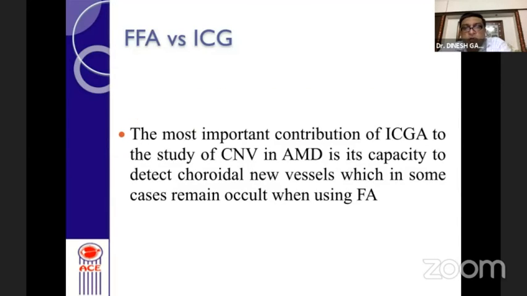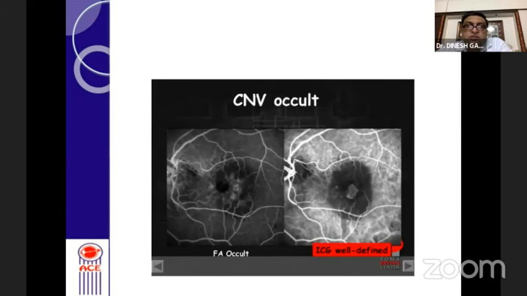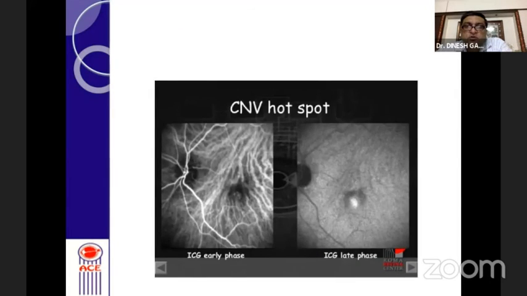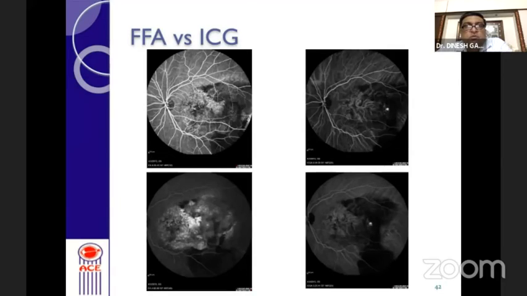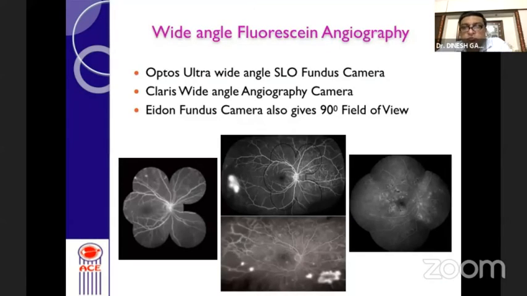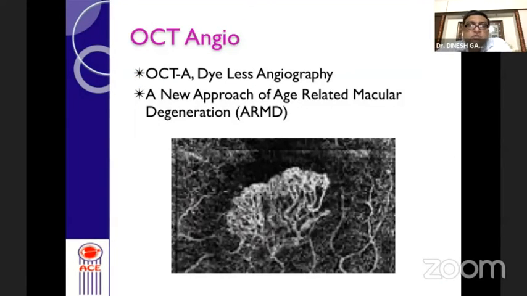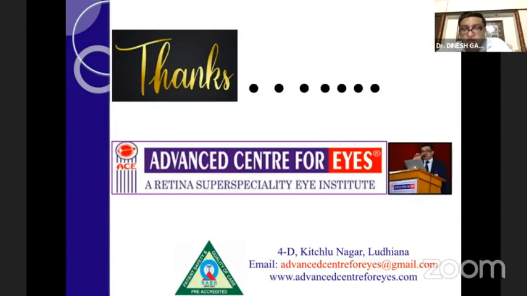So angiography, especially after the treatments have become available, ICG is very important for choroidal studies, CNVM, hotspot. So I would conclude here, and the rest of these things like OCT angio, wide field, and other things will be taken care of by the subsequent speakers. Thanks a lot. Thank you.